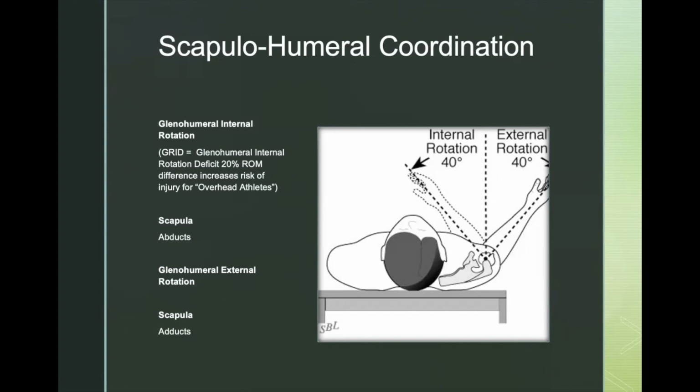And that internal rotation involves abduction of the scapula. And as I was just reviewing with you, you might also describe that as internal rotation of the scapula as well. Then in opposition, we have external rotation, otherwise known as lateral rotation. And that is paired with scapular adduction, or again, could be described as an external rotation of the scapula.